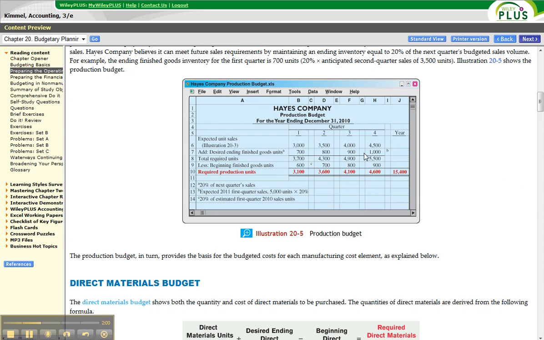So, in looking at this Excel sheet right here, expected unit sales came from the sales budget. Then you add this desired level of inventory, and that gets you a total number of required units. Subtract what you have from a previous period, and that gets you the amount you have to produce this period.